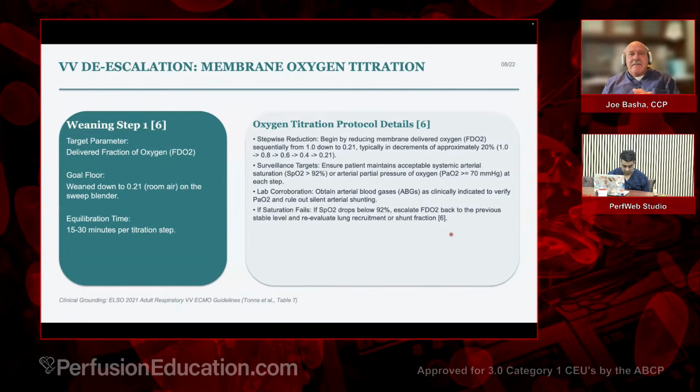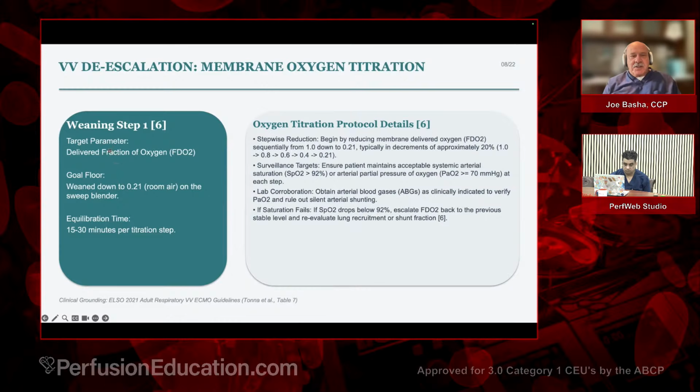VV de-escalation for the oxygenator. Remember, obviously, if you're flowing 4 liters a minute, you're treating more blood. But when you get down to zero, then it doesn't make any difference what you're flowing. At that point in time, it truly is just nothing more than a shunt, a loop.